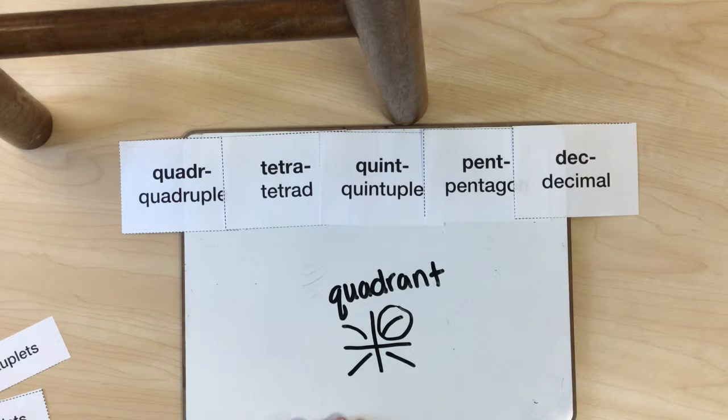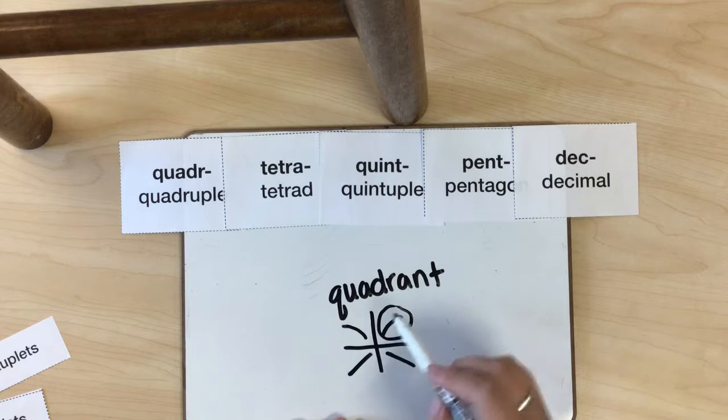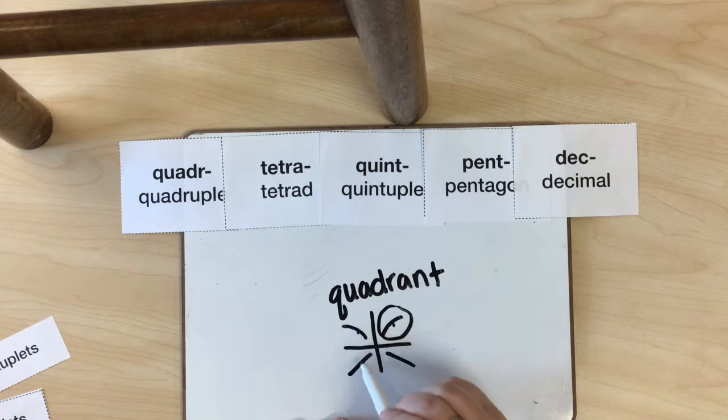Okay? So I know that quadrants must mean it's split into 4 parts. Okay? You could be part of a quadrant of classrooms. There might be 4 classrooms. There's a classroom here, classroom here, classroom here, classroom here, and it's in a quadrant.